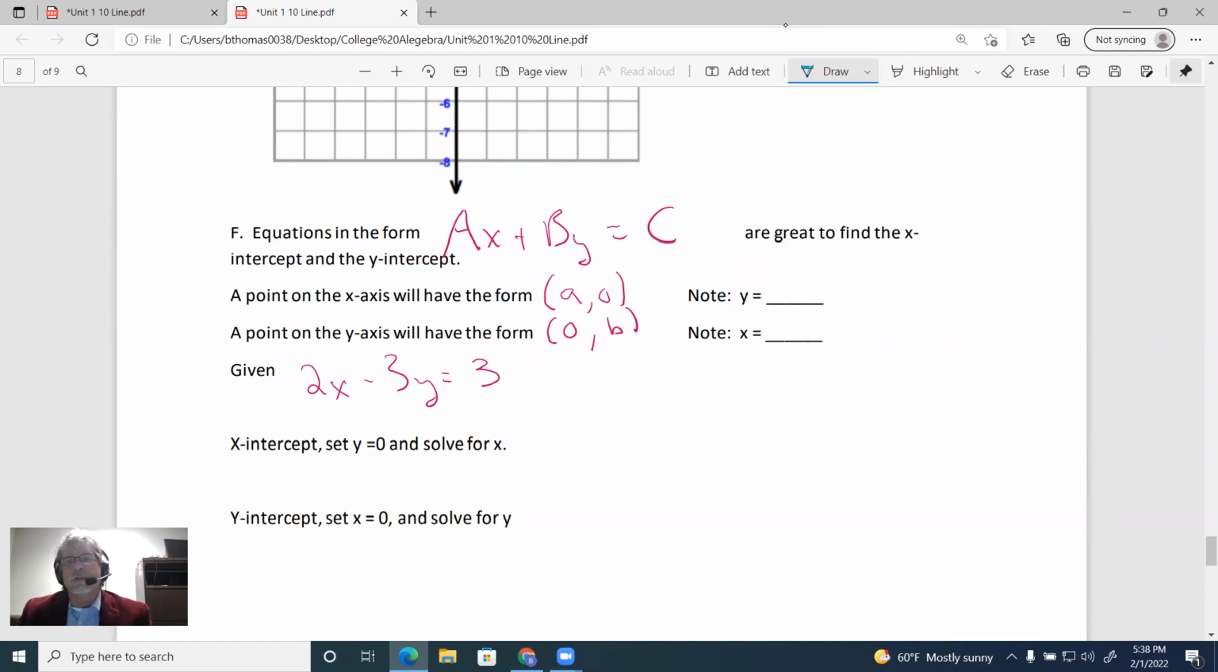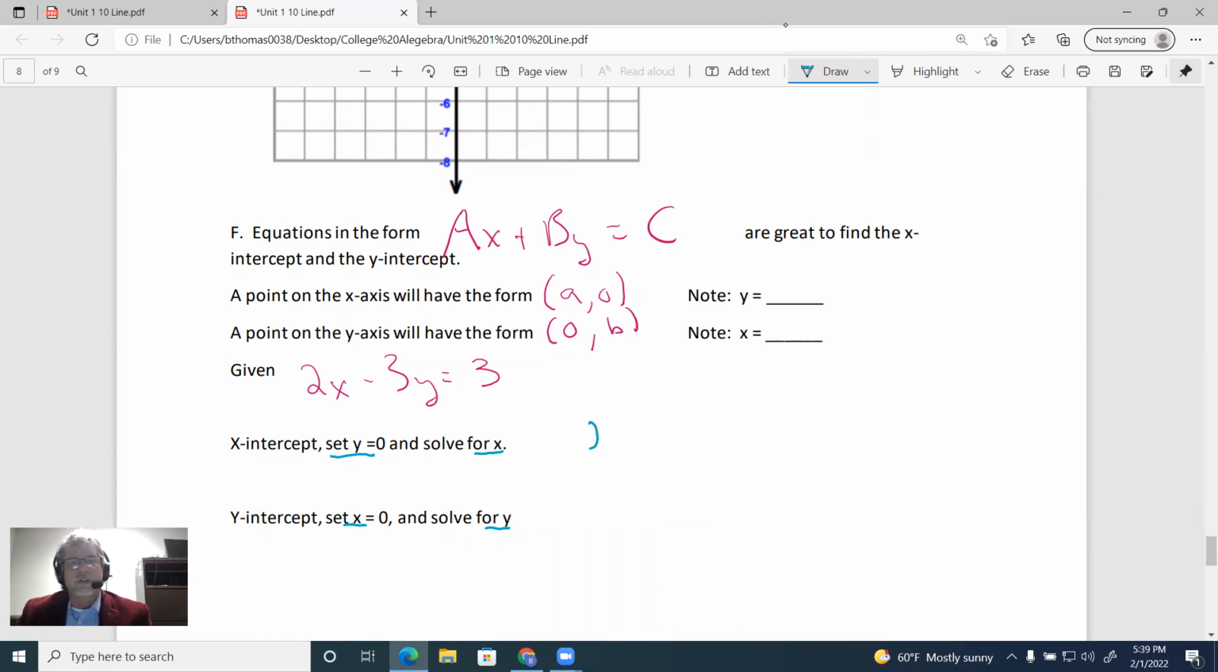And what we're going to be asked to do is find the x-intercept and the y-intercept. So the x-intercept and the y-intercept are two special points. The x-intercept is going to be a point on the x-axis, and the y-intercept is going to be a point on the y-axis. So if we're looking for an x-intercept, we set y equals 0, and we solve for x. If we're looking for the y-intercept, we set x equals 0, and we solve for y. So once again, to find the x-intercept, we're solving for x.